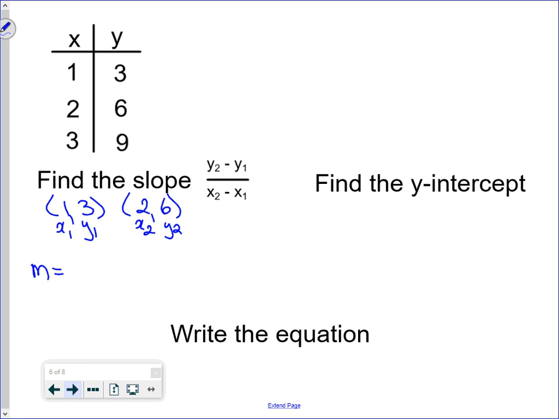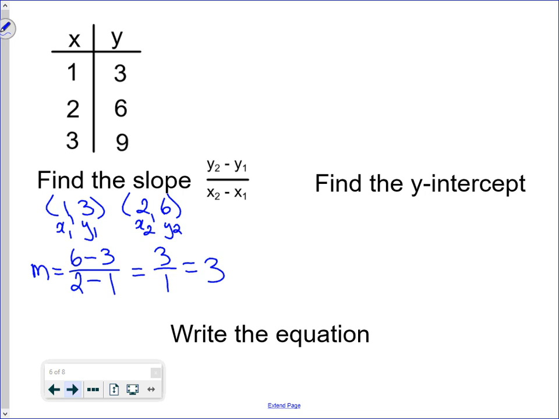Substitute this into the slope formula. So our y2 is 6. We're subtracting our y1, which is 3. In the denominator, our x2 is 2. Subtract the x1, which is 1. So when we calculate this, 6 minus 3 is 3. 2 minus 1 is 1. And 3 divided by 1 is just 3.